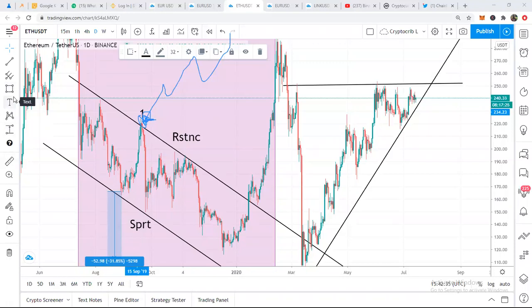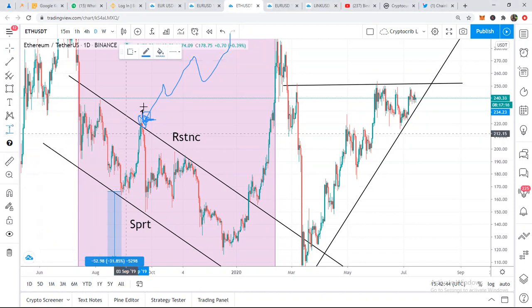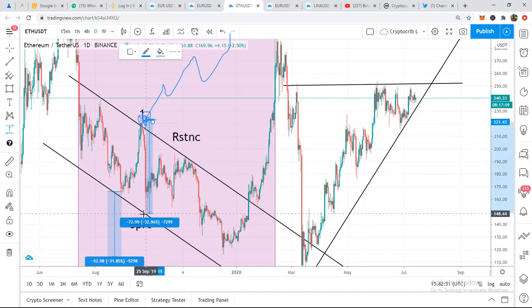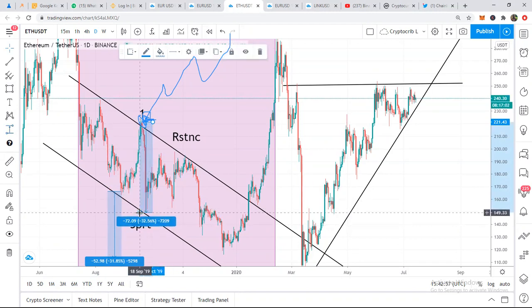Now I'll be showing you how to use some of these tools. You know about text, you know about rectangle, and one more thing is price range. Now let's say you bought this fake out, and then it reduces down to this resistance point. Look at where the arrow is. If you look at it, what's the percentage change? 32.56% loss.